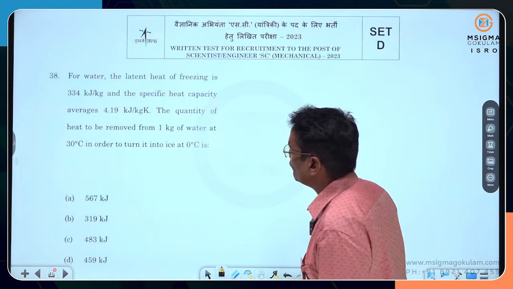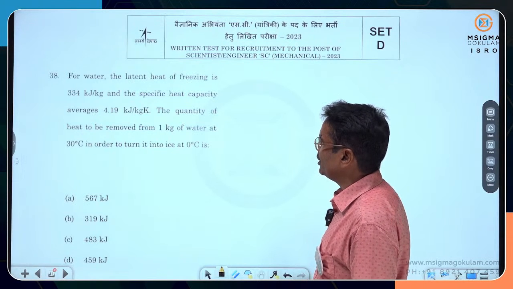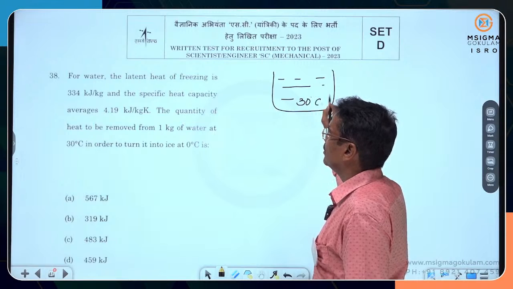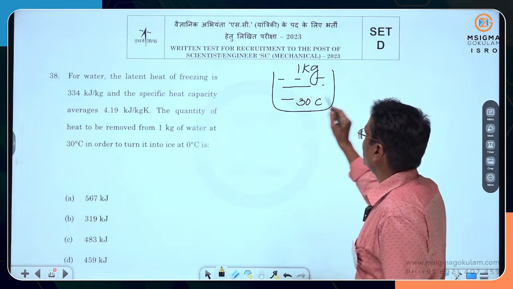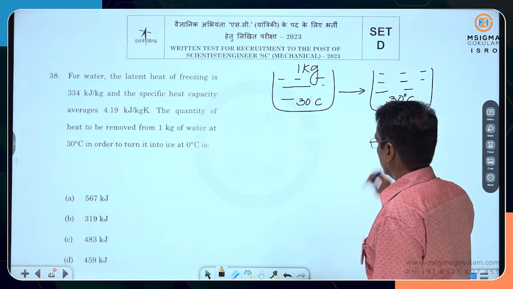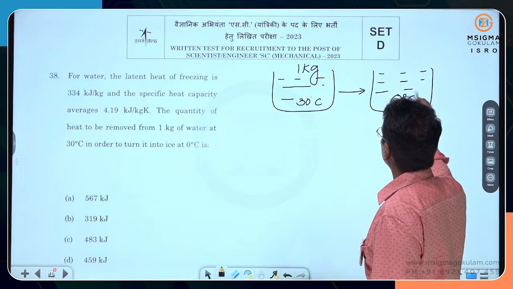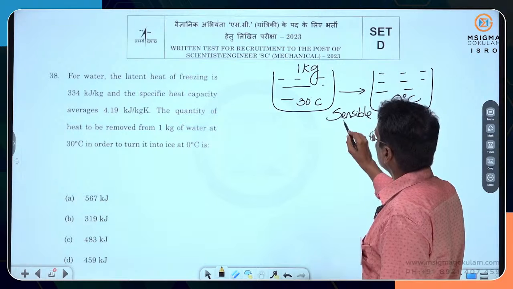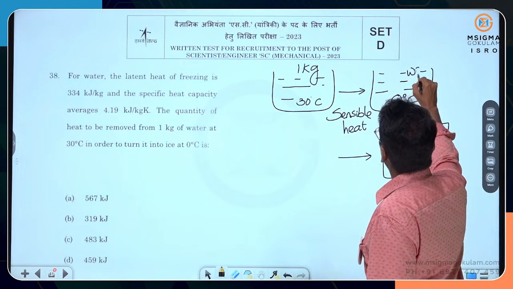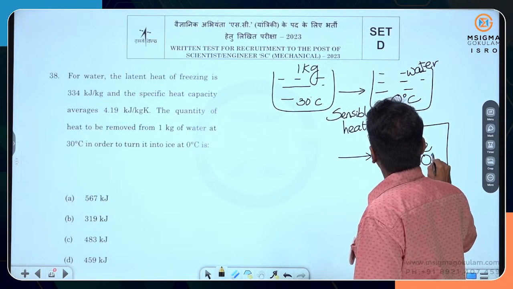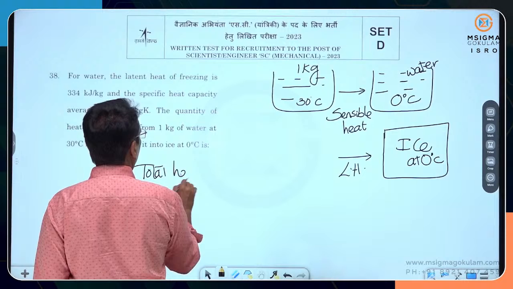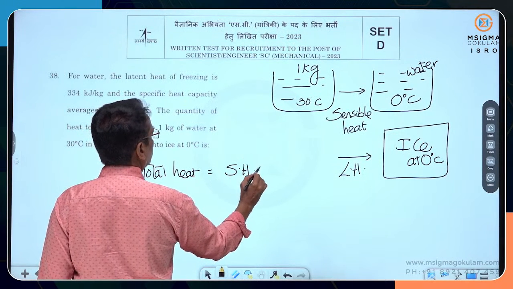For water, latent heat of freezing is given. Specific heat capacity is 4.19. Quantity of heat to be removed from 1 kg of water at 30 degrees Celsius. To freeze it, to turn it into ice, first of all you have to bring that 30 degrees water to 0 degrees Celsius, because this heat is called the sensible heat, and we have to remove the further heat to get that ice. This is water at 0, this is ice at 0 degrees. This heat removed is called latent heat. So total heat is sensible heat plus latent heat.